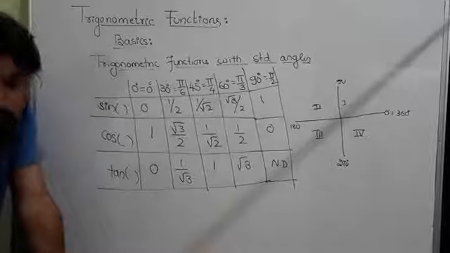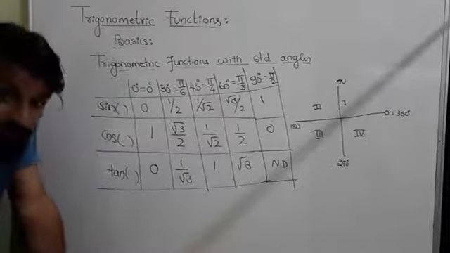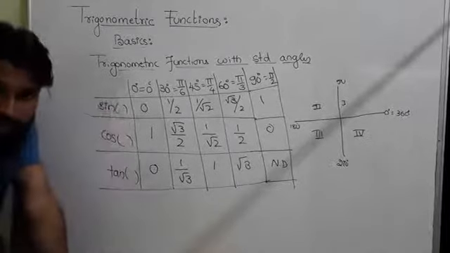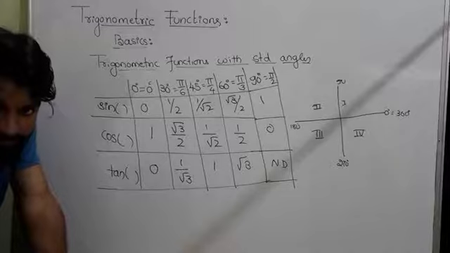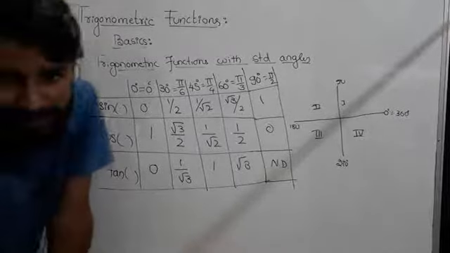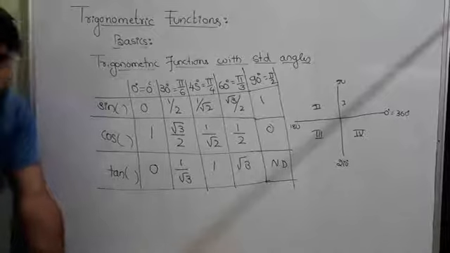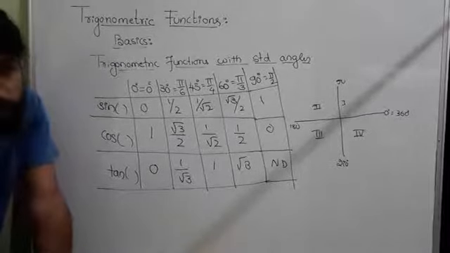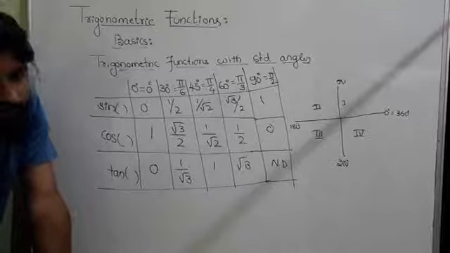Means we know only for the first quadrant. What if the angle is, let's say, 150 degrees? I want to find sine of 150 degrees. What should I do? As of our knowledge till 10th standard, we don't know how to calculate that. We don't know how to calculate sine of 150 degrees, or let's say 180 or 270, whatever. Only we know for the first quadrant.